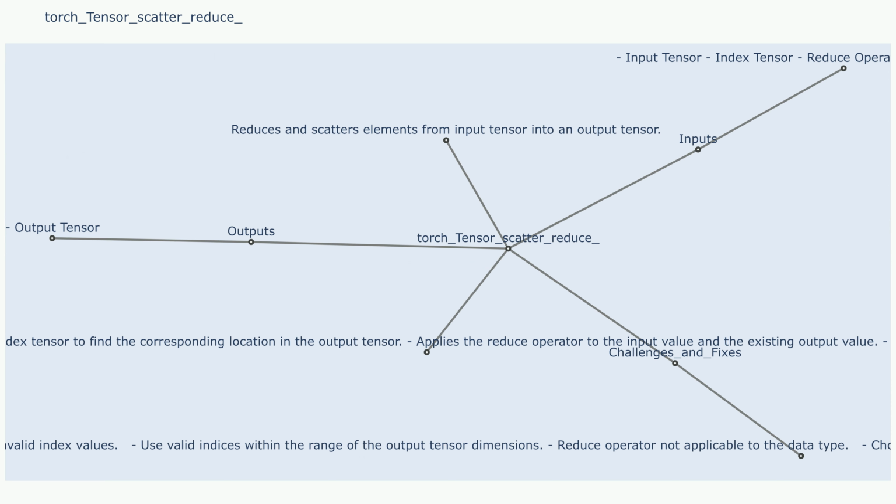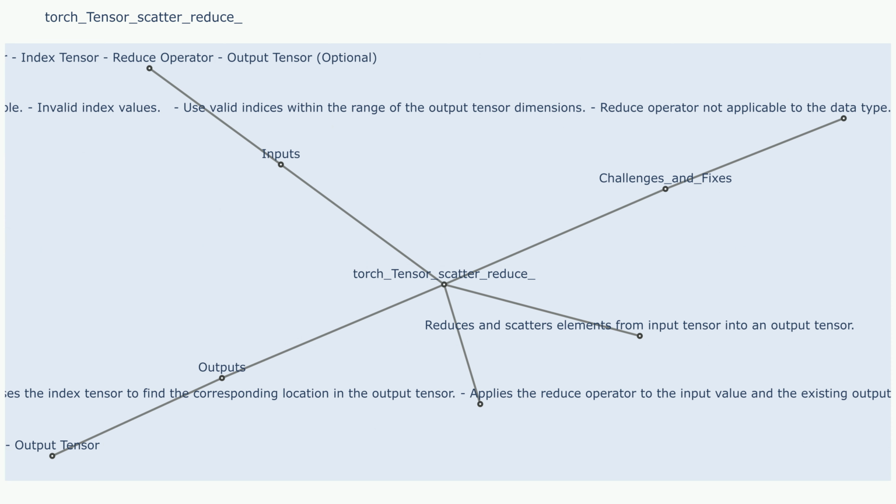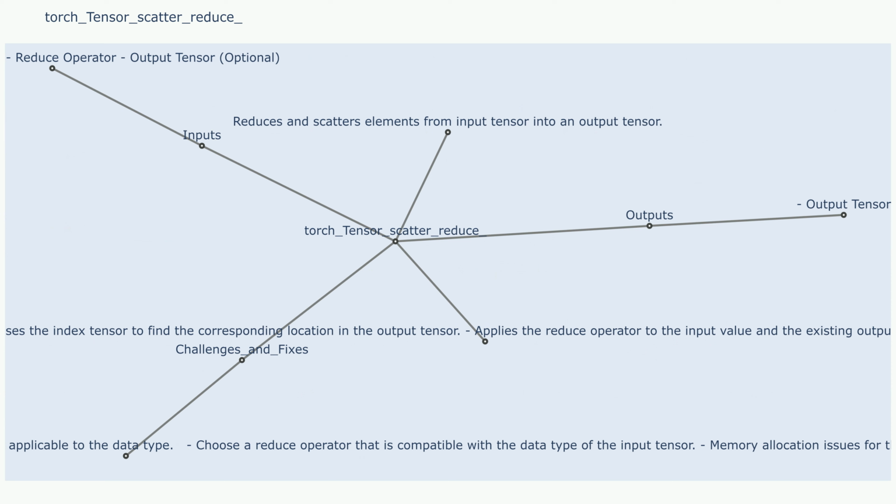Inputs. Input 1: source tensor, src. This is the tensor containing the values you want to scatter. Its shape can vary depending on the operation. Input 2: output tensor, out. This is the tensor that will hold the reduced values. Its shape and data type should be compatible with the source tensor and the reduction operation.